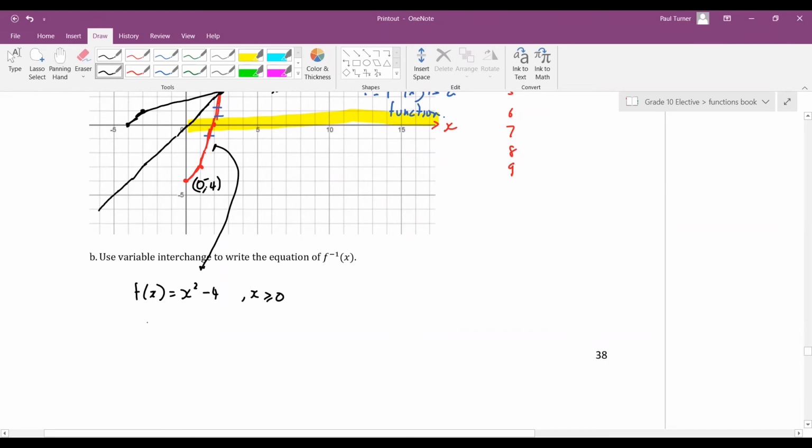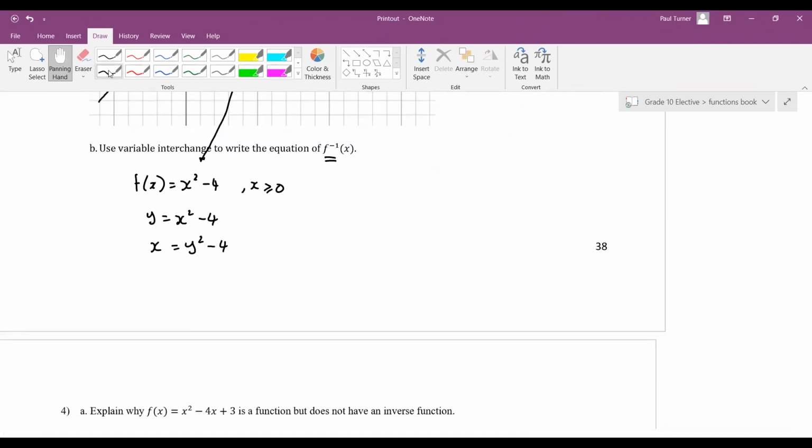So we just do like we did before. We write y equals x squared minus 4. And now we want to swap x and y because we're trying to find the inverse. So x equals y squared minus 4. So let's rearrange that equation. y squared equals x plus 4. Now this is where we square root both sides. And don't forget plus or minus. So we have two possible answers. So y equals plus or minus root x plus 4.